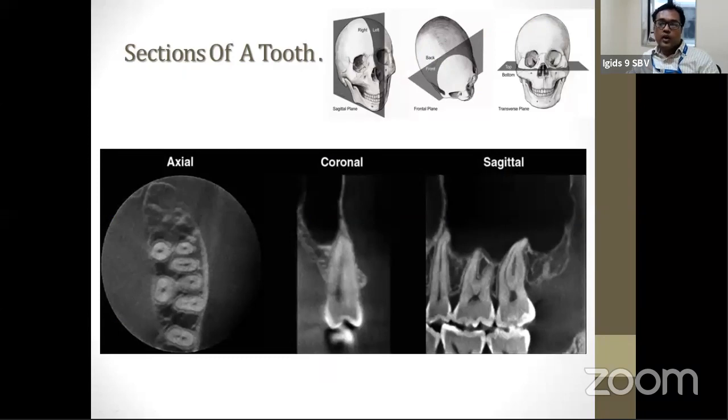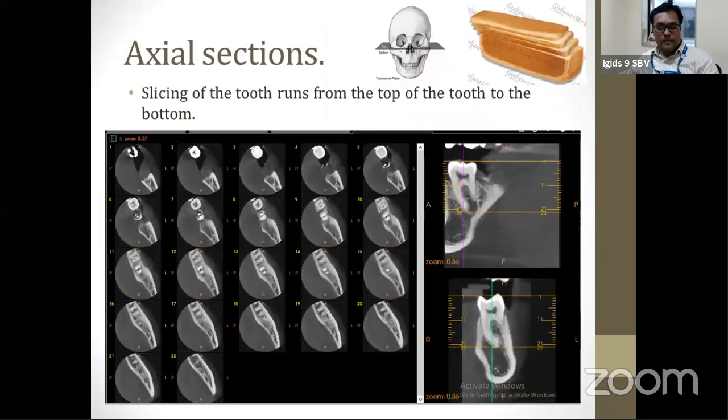Then when we apply the same sections on the tooth, here they are. The first one that you look into here is your axial section of the tooth, right? So this is a slice that is passing from the root to the crown. This is coronal, running from front to the back, the next one. And finally, it's the sagittal. So let's peek into all the three. Yes, here we are, the axial section again.